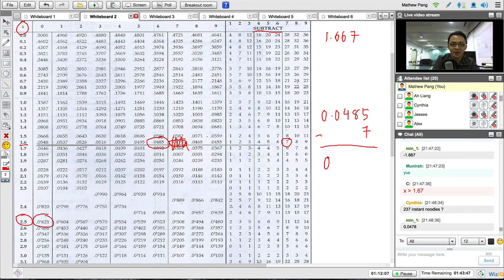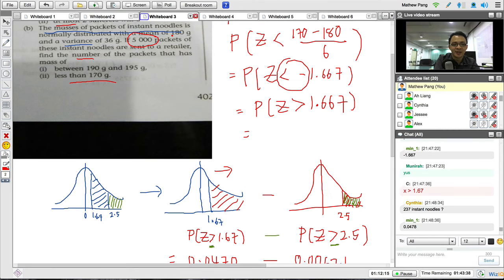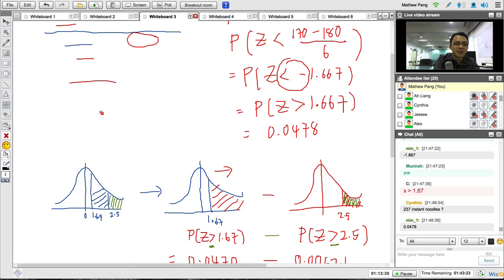Yeah, it's 0.0478. Yes. So after I got this answer, I will write over there 0.0478. I say probability has the same meaning as percentage, right? So now you got 5,000 instant noodles. So what can you do?